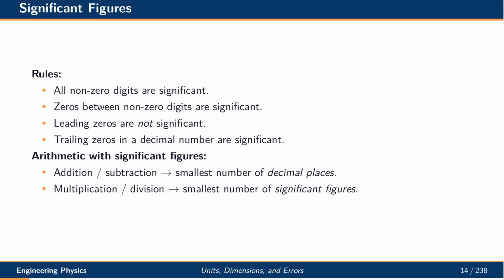Significant figures express the precision of a measurement. All non-zero digits are significant. Zeros between non-zero digits are significant. Leading zeros do not count, while trailing zeros after a decimal point do count. For arithmetic, addition and subtraction follow the smallest number of decimal places, whereas multiplication and division follow the smallest number of significant figures. These rules ensure that our results do not falsely claim more precision.